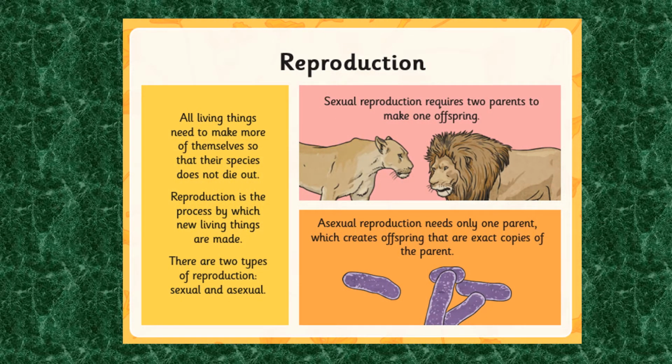So, in reproduction, all living things need to make more of themselves so that their species doesn't die out. Reproduction is the process by which new living things are made. There are two types of reproduction, sexual and asexual. Sexual reproduction requires two parents to make one offspring. Asexual reproduction needs only one parent, which creates offspring that are exact copies of that parent.